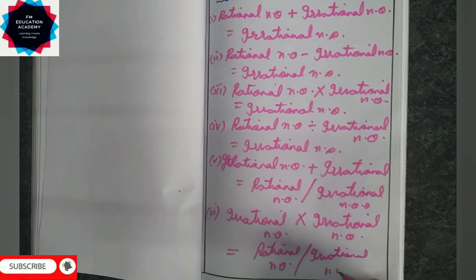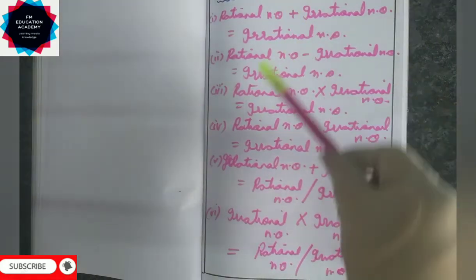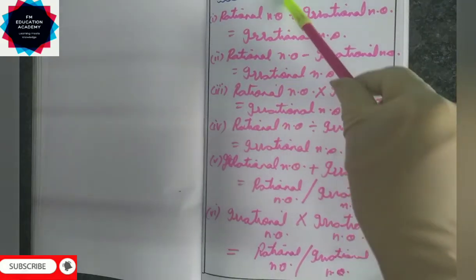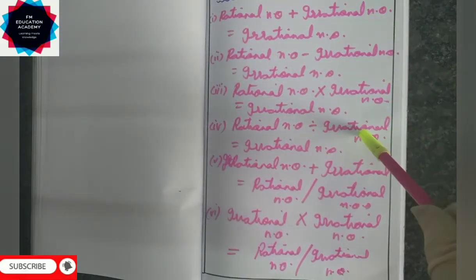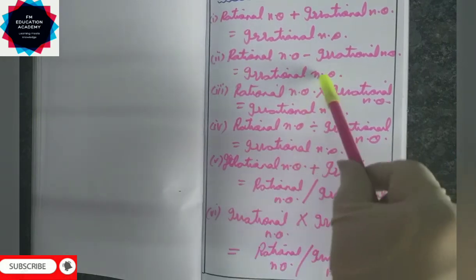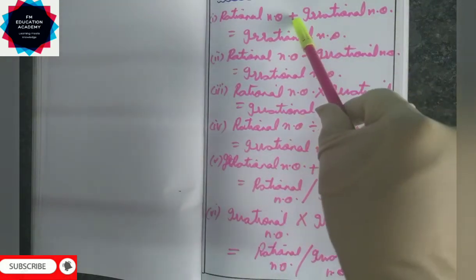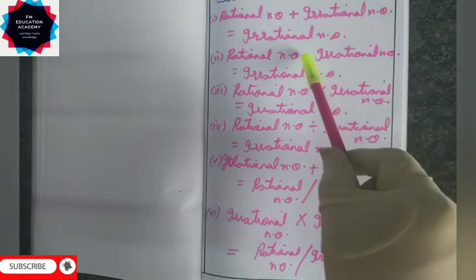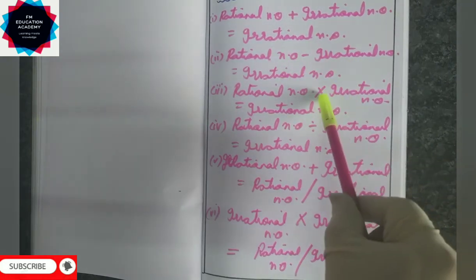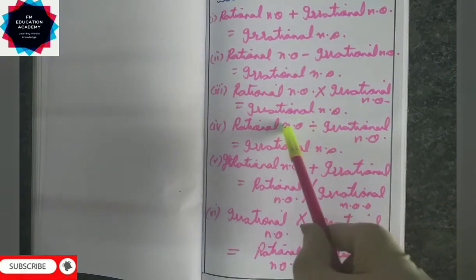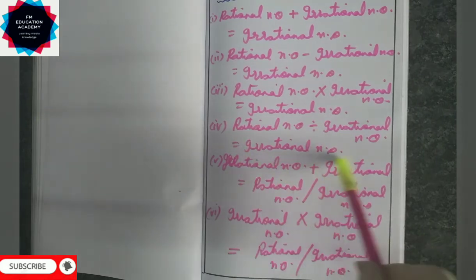Let me quickly say in one minute whatever I have written here. From 1 to 4, if you observe, if one number is rational and another number is irrational, the answer I will get is always irrational. Whether I add, subtract, multiply or divide a rational and an irrational number, we will always get the answer as irrational.